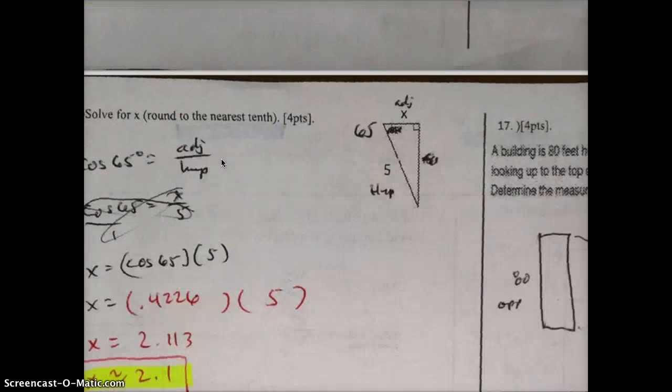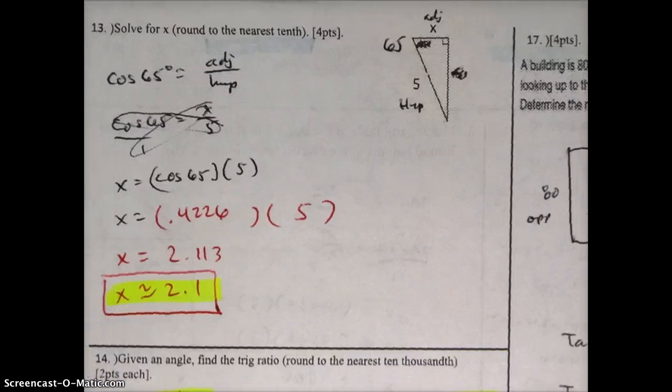Let's go on to question number 13. Solve for x, round to the nearest tenth. I told you guys to cross off that number and write 65. So here's my starting point. You don't have anything over here, and you have this one. So this would be the opposite, but we're not going to use it. You have adjacent, you have the hypotenuse.